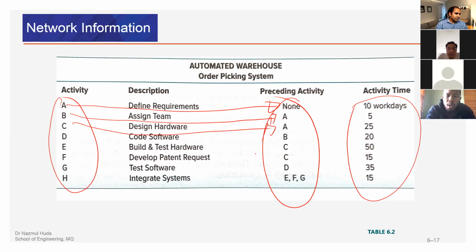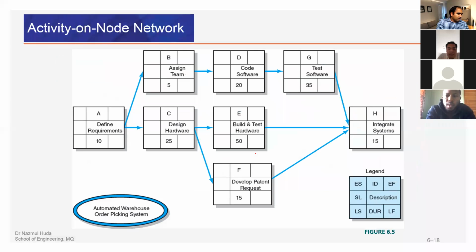Then we started forming the network diagram. Once we are here, we discussed the forward pass process. So in simple words, if you look at the legend here, this is ES for early start, early finish, and project ID or activity ID. This is for the forward pass approach. So early start is the earliest time that we can start an activity.